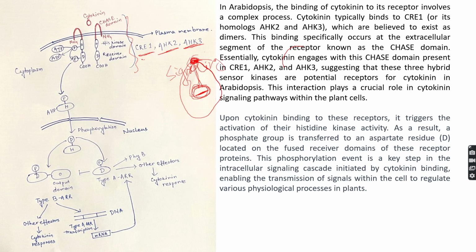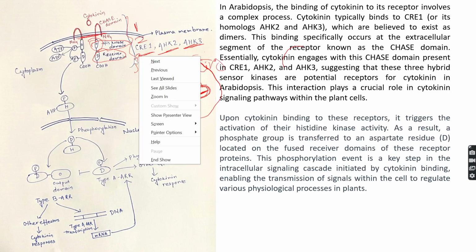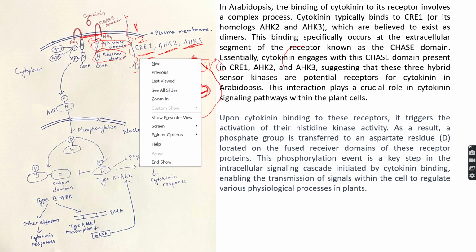Okay, so these receptors have three types of domain. Number one is the CHASE domain, which is placed in the membrane. Second is the histidine kinase domain. Third is the receiver domain. So basically it has three parts: one is the CHASE domain, second is the histidine kinase domain, third is the receiver domain. Okay, so three parts are there.